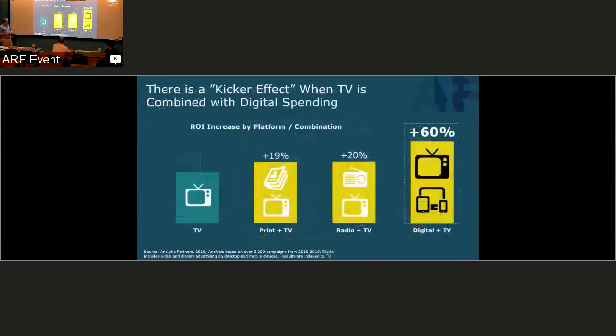The second ground truth is around combinations of media. One of the questions we get asked a lot is, okay, what are the magical combinations? So we looked at print and TV, and these are indexed here, so we can see that the average print and TV campaign is 19% more effective than the average TV-only campaign.